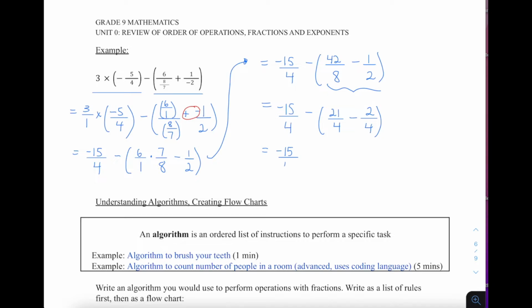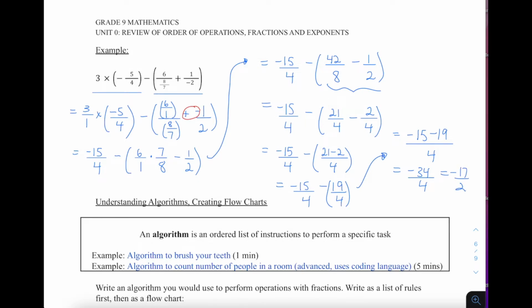And I can see now that actually I have a common denominator throughout the rest of the question. So 21 subtract 2 over 4, that is going to give me 19 over 4. All right, we're almost done. So I get negative 15 subtract 19 over 4, which is negative 34 over 4, and I can reduce this to negative 17 over 2, and that is my final answer.